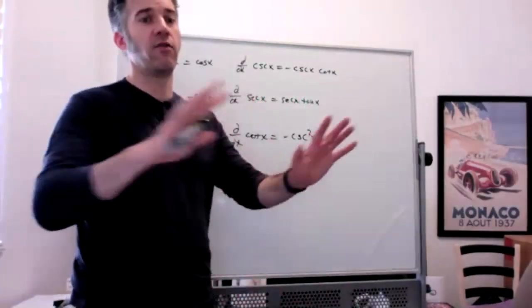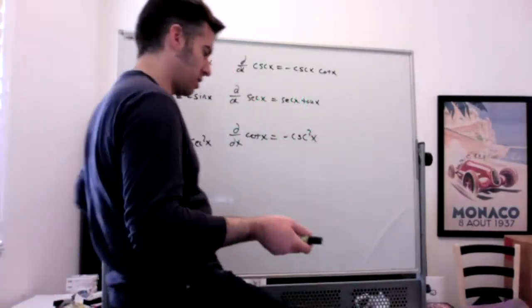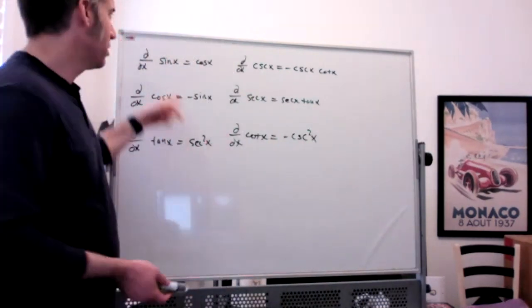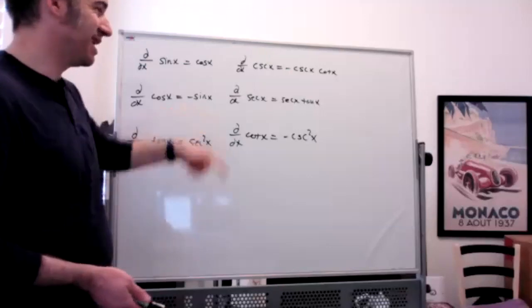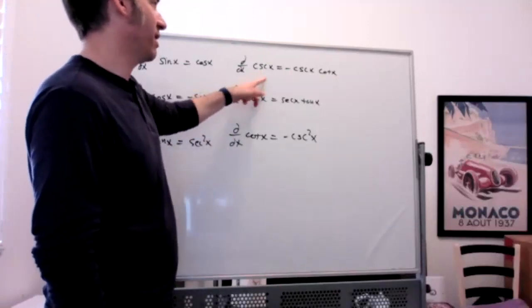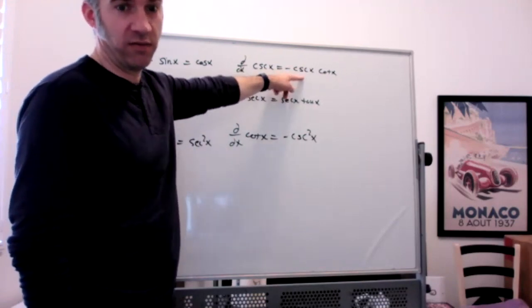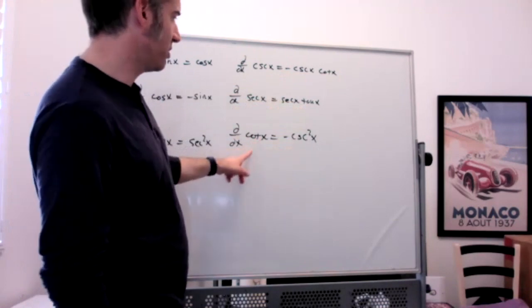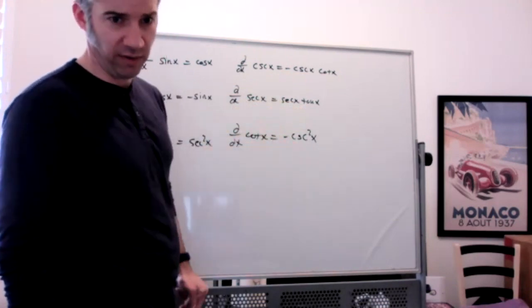Let me just remind everybody about the derivatives of the trigonometric functions. There are 6 of them. Derivative of sine is cosine, derivative of cosine is negative sine, derivative of tangent of x is secant squared of x, derivative of cosecant of x is negative cosecant of x times cotangent of x, derivative of secant of x is secant of x times tangent of x, and derivative of cotangent of x is negative cosecant squared of x.